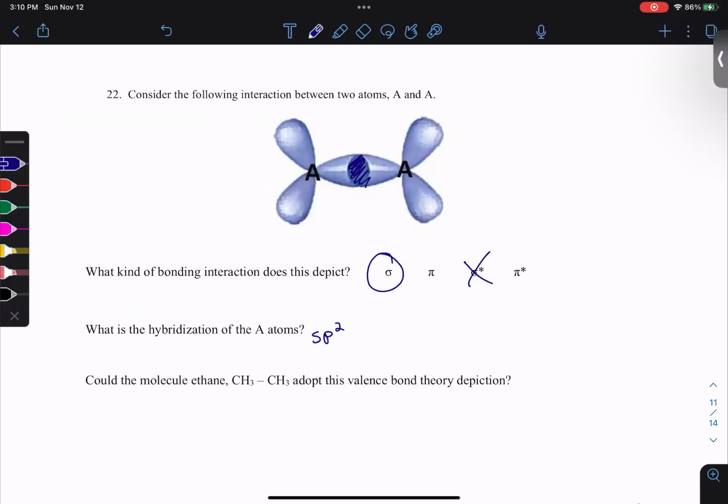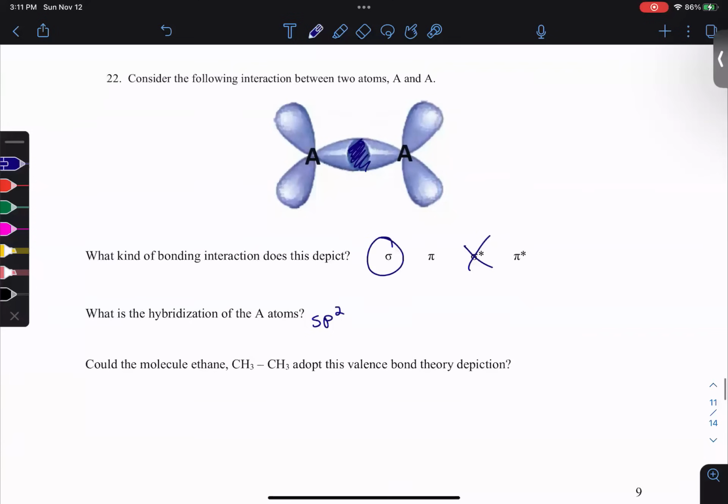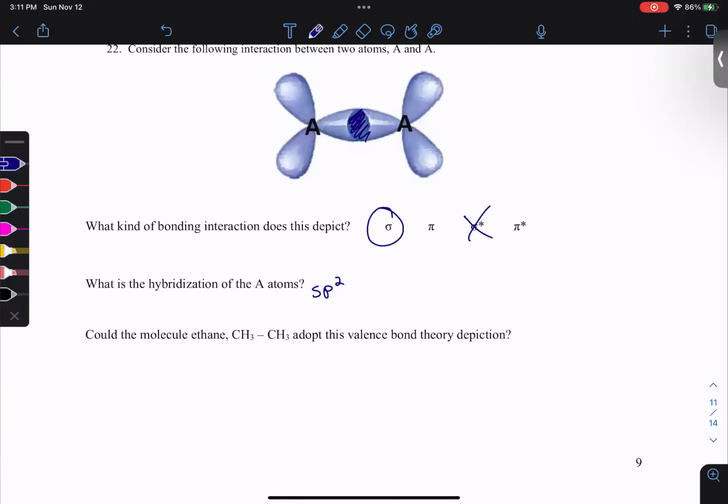And so then the last one: can ethane, is this ethane depicted? Maybe if we draw ethane, which is 2 carbon atoms bonded, each of those carbon atoms has 3 hydrogens attached to it. So, can ethane adopt this picture? No. Why? What's the giveaway? That carbon has to be sp2 hybrid. Is this carbon sp2? Nope, it is sp3. So in this case, no, it can't.